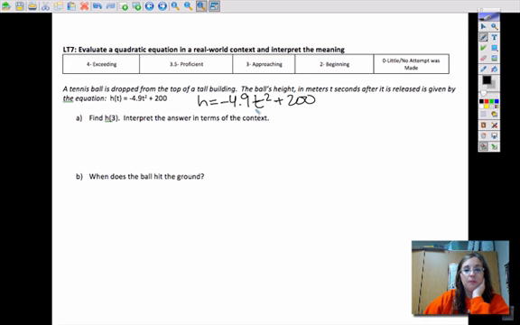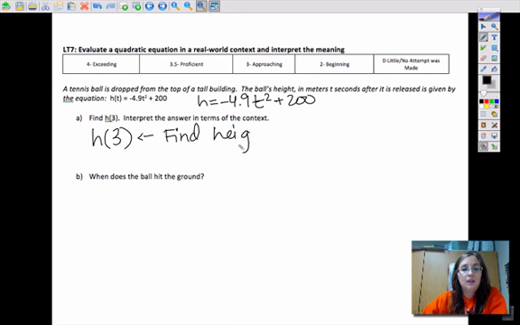We get the height by doing something with the amount of seconds that it's been in the air after it was dropped from the top of the building. So what this says when it says find h of 3, this literally means find height after 3 seconds. Okay, so this would have been a little bit about interpreting your answer.